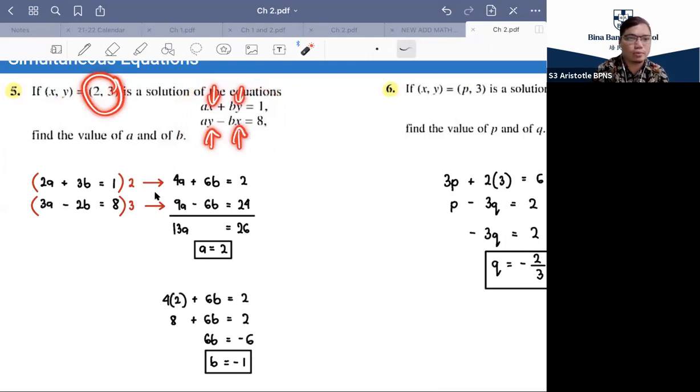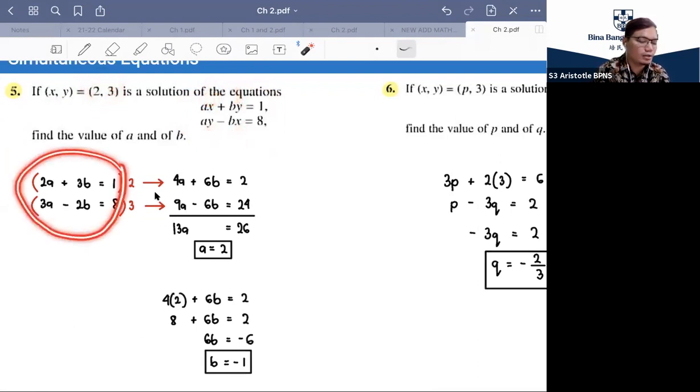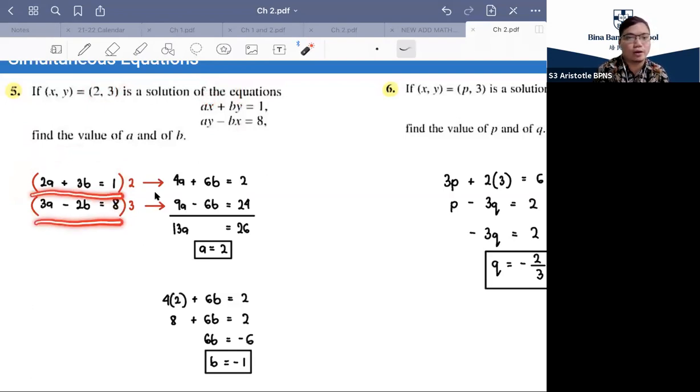So the question here is we need to find the value of a and b. Now, first things first, we need to substitute all the x and y's here by 2 and 3. So that's what I did, and this is how I ended up. Okay, so I got 2a plus 3b equals 1, and then 3a minus 2b equals 8. So this is what I got after I have substituted all the x and y values from the simultaneous equations. All right, and then what's next?